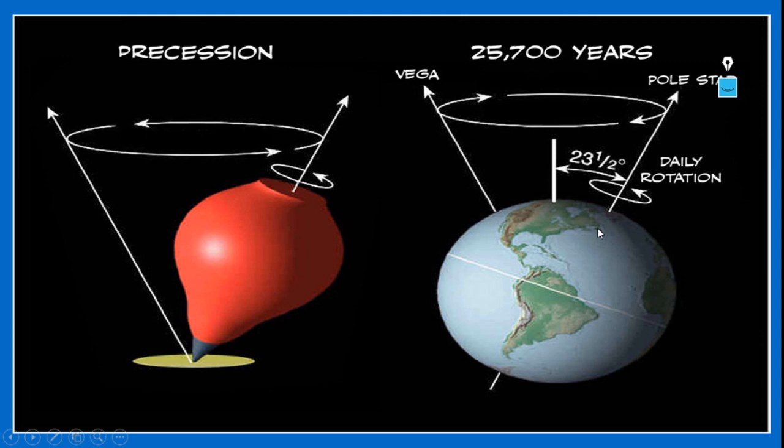So if you observe, the Earth is also like a spinning top only. Here we have seen the 23.5 degrees tilt and the daily rotation, that is 24 hours. So this is called spinning. And for the Earth to precess with its axis, it takes nearly 25,700 years.